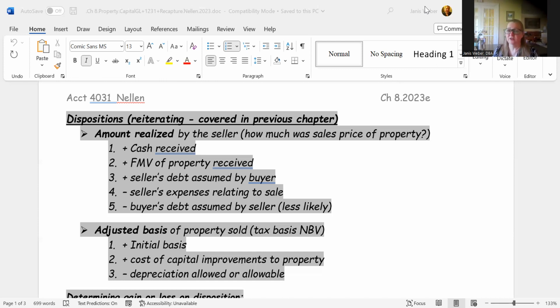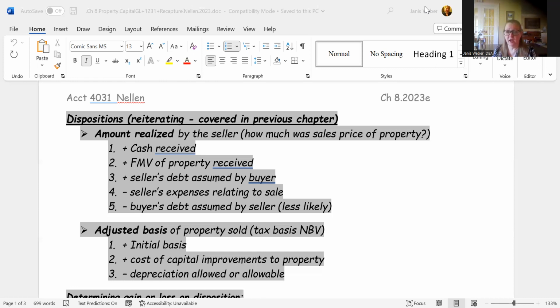So those three things are the foundation, I should say, of the amount realized: the amount of cash you got, the amount of fair market value of the assets you got, and the amount of debt release that you got out of the thing. The three combined is the amount you realize.